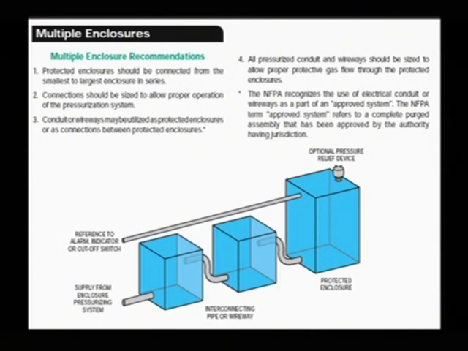Conduit or wireways may be utilized as protected enclosures or as connections between protected enclosures. All pressurized conduit and wireways should be sized to allow proper protective gas flow through the protected enclosures. The NFPA, National Fire Protection Association, recognizes the use of electrical conduit or wireways as a part of an approved system. The NFPA term approved system refers to a complete purged assembly that has been approved by an authority having jurisdiction.